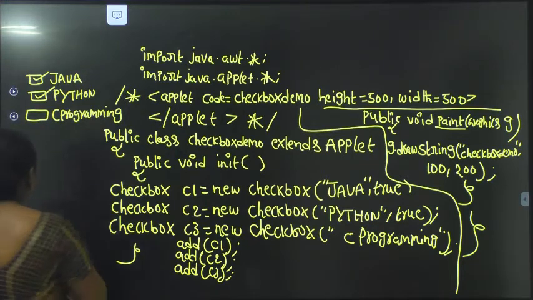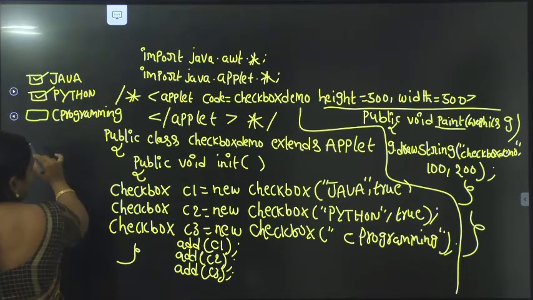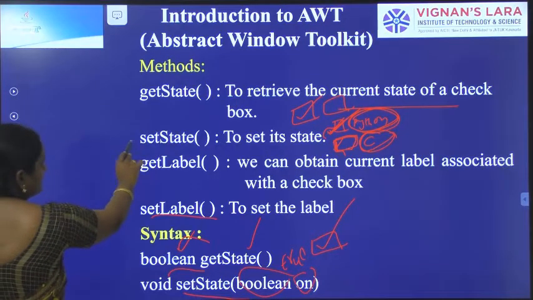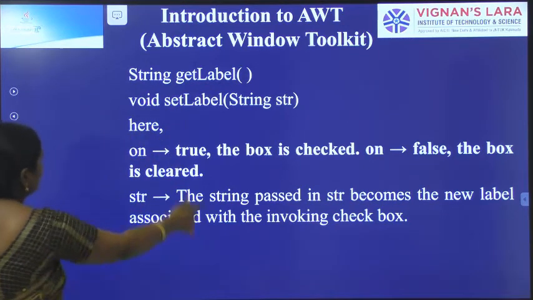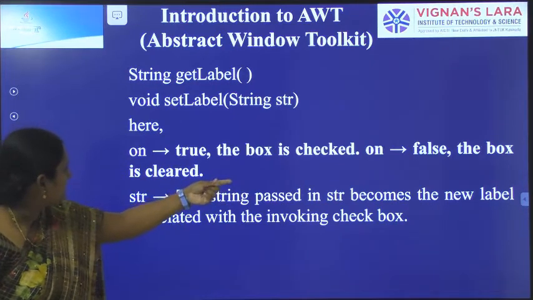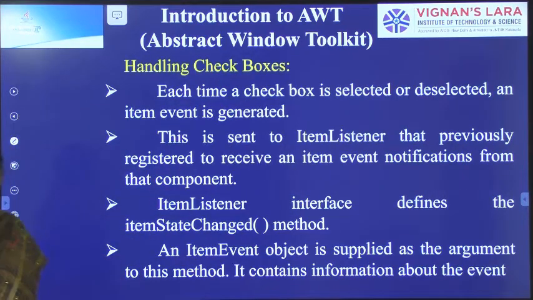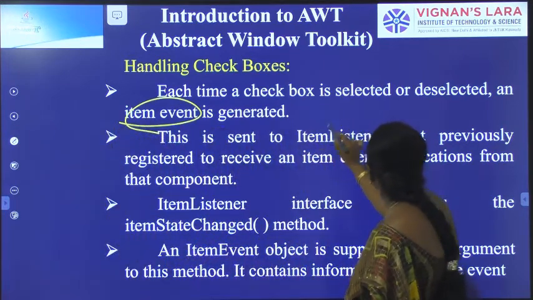Okay. Next, I will continue with the methods. Already we discussed what the methods are. Here, on means true, the box is checked. False means the box is cleared. Next one, handling checkboxes. How do we have to handle the checkboxes? Each time a checkbox is selected, which event is generated? An item event is generated.